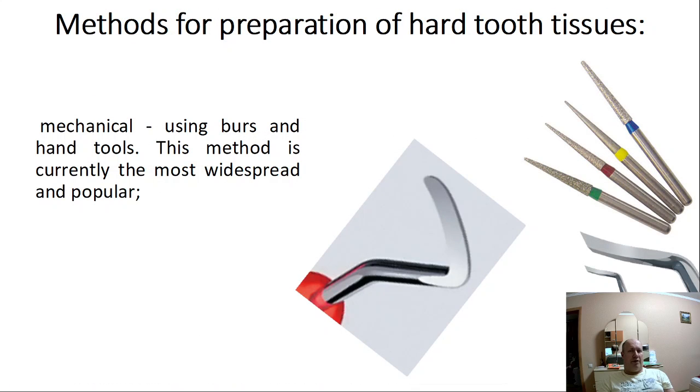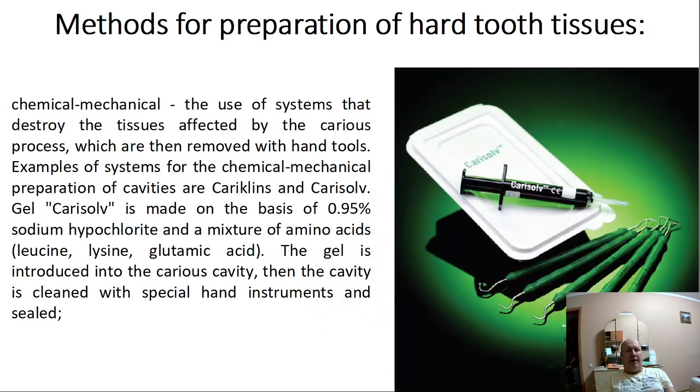Methods of preparation for hard tooth tissues. First, this is mechanical. It's the most commonly used method in orthopedic dentistry and in therapeutic dentistry also. It includes using burs and hand tools. This method is currently the most widespread and popular. The chemomechanical method includes the use of systems that destroy the tissues affected by the caries process, which are then removed with hand tools.